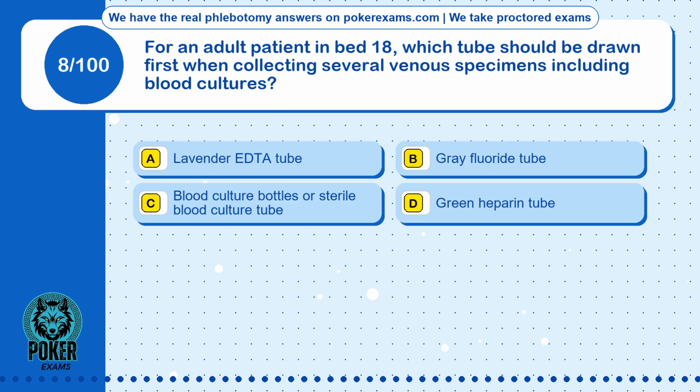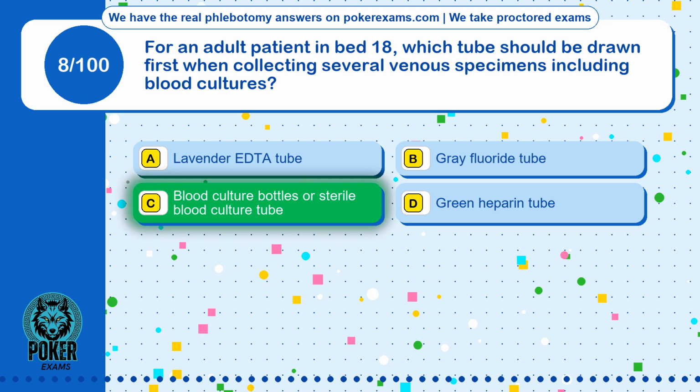Question 8. For an adult patient in bed 18, which tube should be drawn first when collecting several venous specimens including blood cultures? Option A. Lavender EDTA tube. Option B. Gray fluoride tube. Option C. Blood culture bottles or sterile blood culture tube. Option D. Green heparin tube.